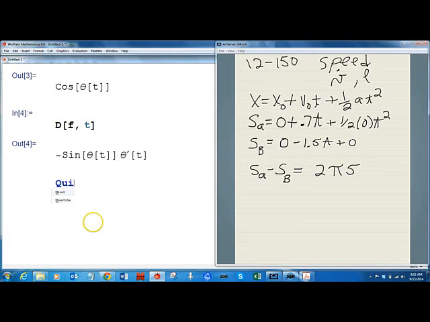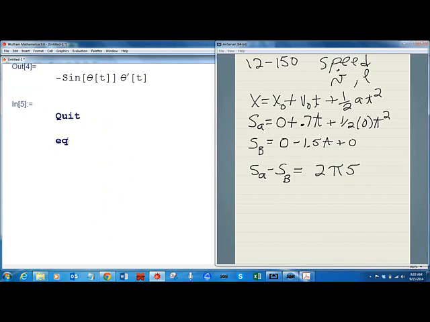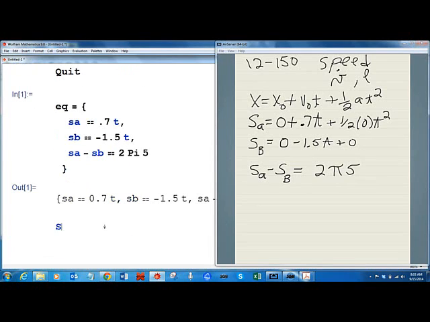But anyway, I'm going to quit just because I'm not sure what I've done already. And I'm just going to type the equations in. Equation equals. I have SA equals 0.7 times t. And I have SB equals minus 1.5 times t. SA minus SB equals 2 pi times 5. Enter. And then I say solve EQ for SA, SB, and T.